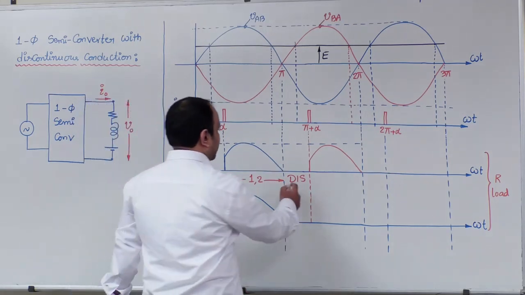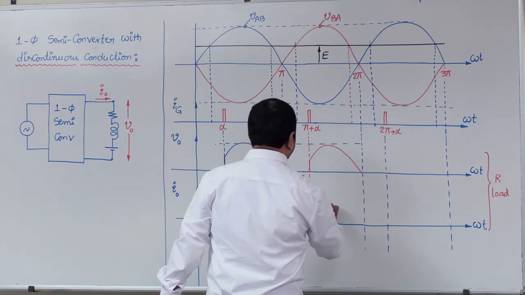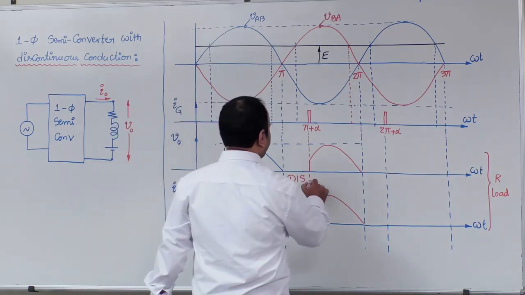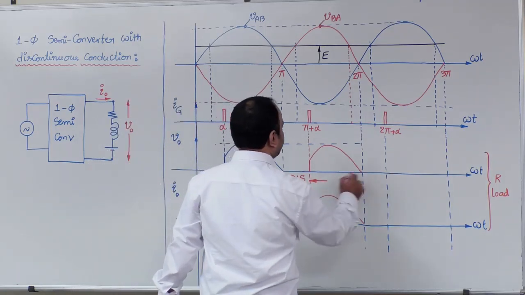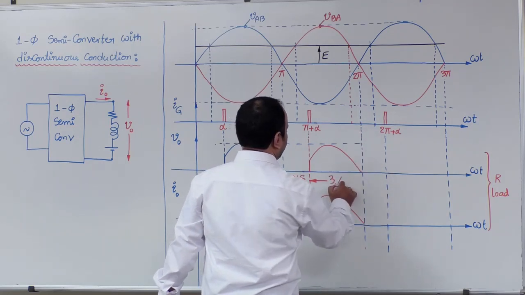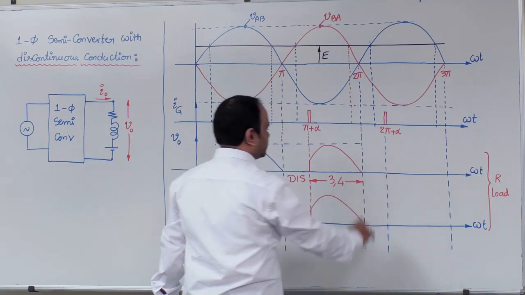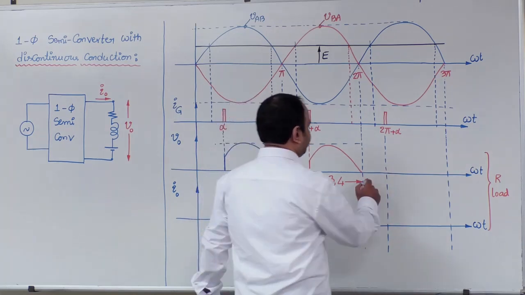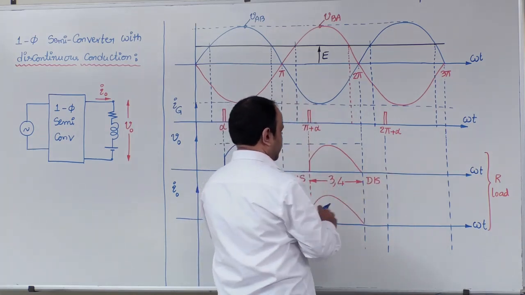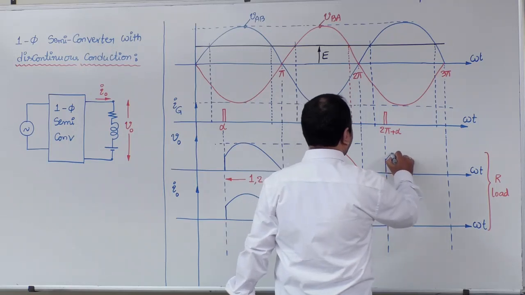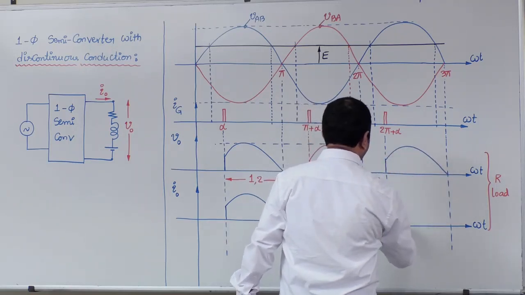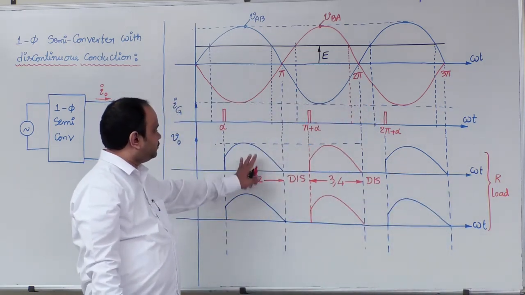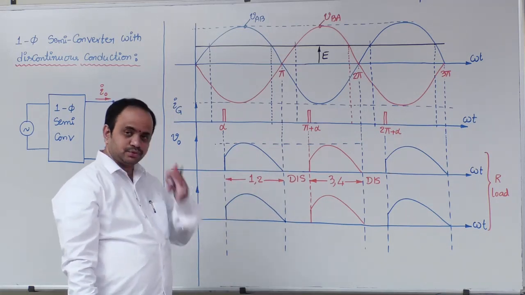As the load is a resistor, output current will simply follow output voltage. Therefore, pi plus alpha to 2 pi, third and fourth position devices are in conduction. Next, 2 pi to 2 pi plus alpha is a discontinuous interval, and from 2 pi plus alpha onwards, the same waveform will repeat periodically. This is about V naught and I naught waveforms for resistive load.